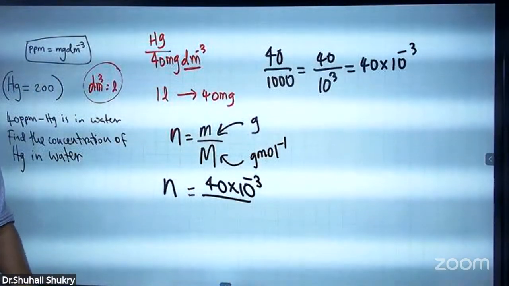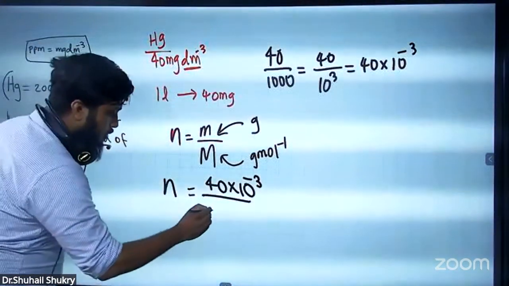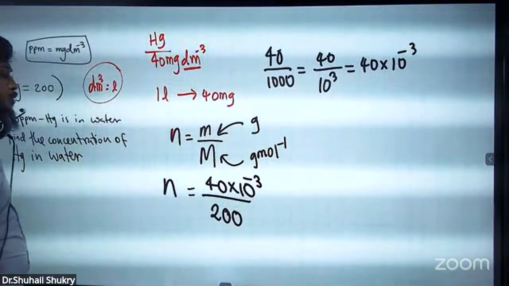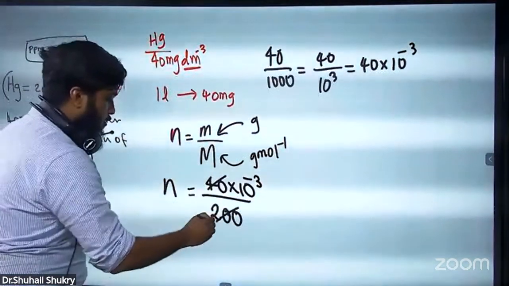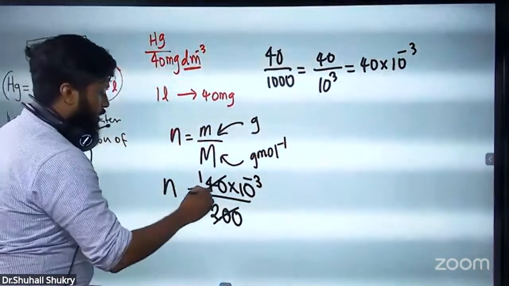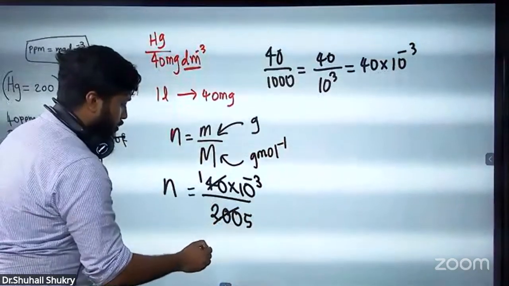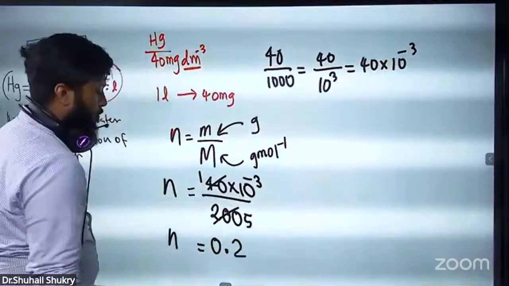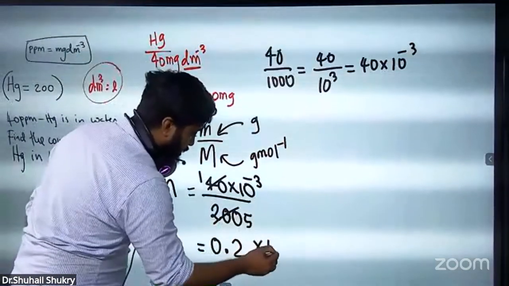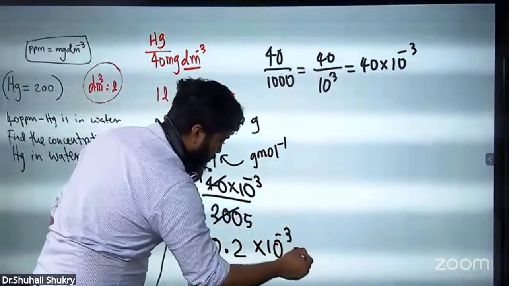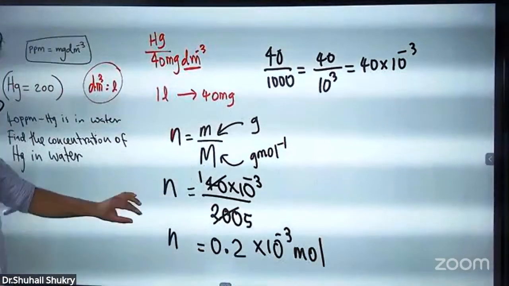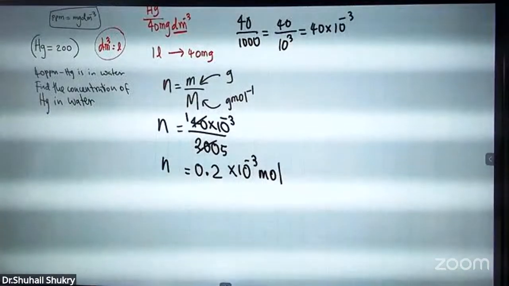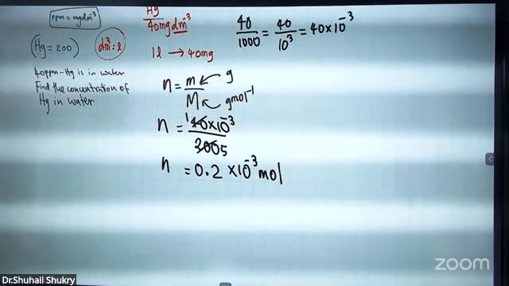Divided by capital M. Capital M is how much? 200. Then 40 and 200 I can simplify: I can write 1 here and 5 here. 1 divided by 5 is how much? n equals 0.2 into 10 to the power minus 3. So 0.2 into 10 to the power minus 3 moles are present here.